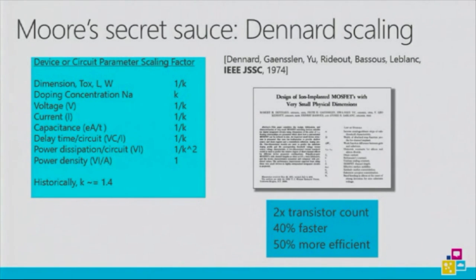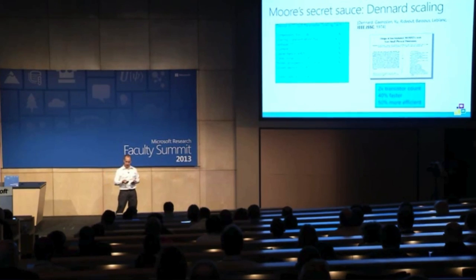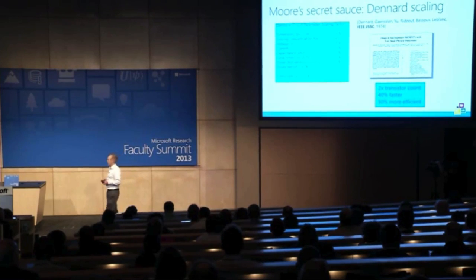And when you make them smaller, he set out a set of scaling rules where you scale everything proportionally. You scale the length by a factor of k. You scale the width by a factor of k. You drop the voltage by a factor of k. You increase the dopant atoms in the channel by a factor of k. K is typically 1.4. And if you follow all these rules, you get a couple of really nice features.